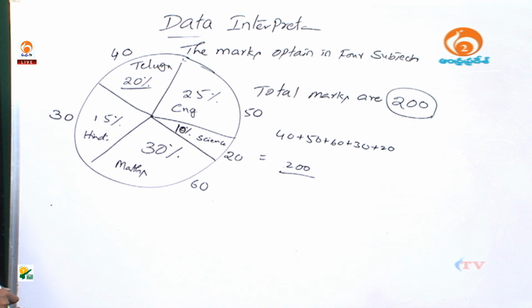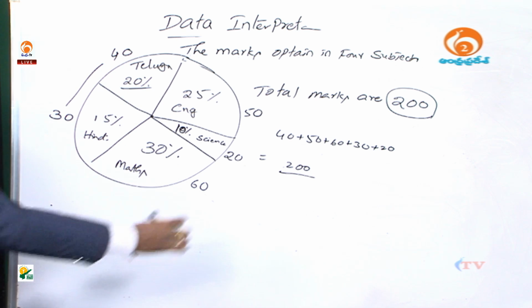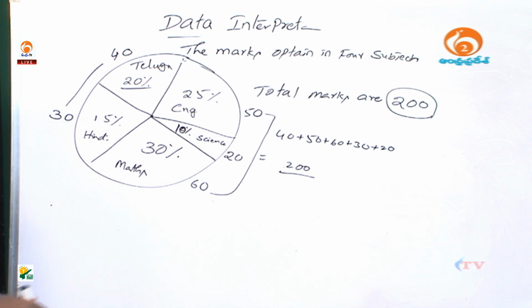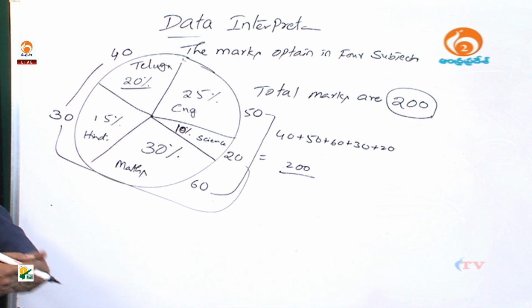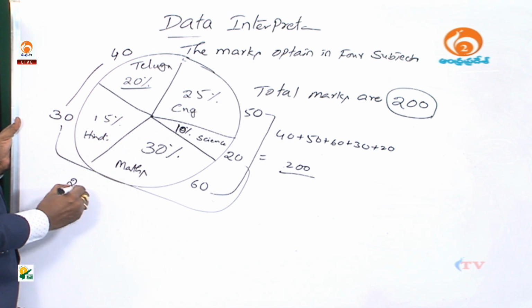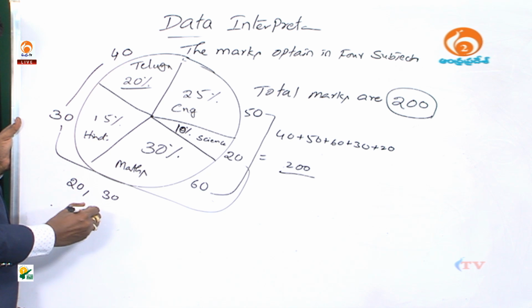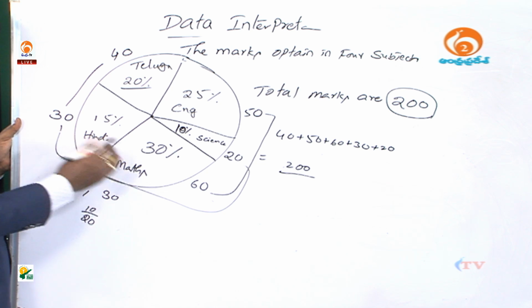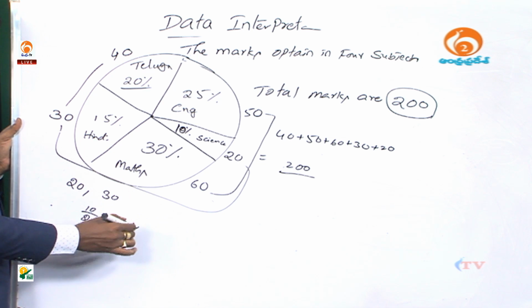And next, which two values are nearest to each other in the given pie chart? Either 30 and 40, the difference is 10, and again 50 and 60, the difference is 10, and again 20 and 30 is also a difference of 10. But they are asking a typical question: which has the smaller percentage increase? For example, comparing 20 and 30, how much does the value increase? 10 value increase. 10 on 20 is 50%.